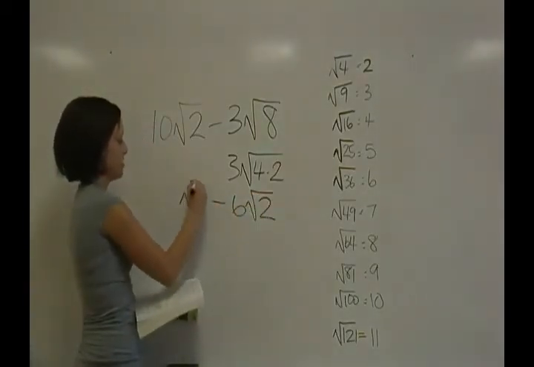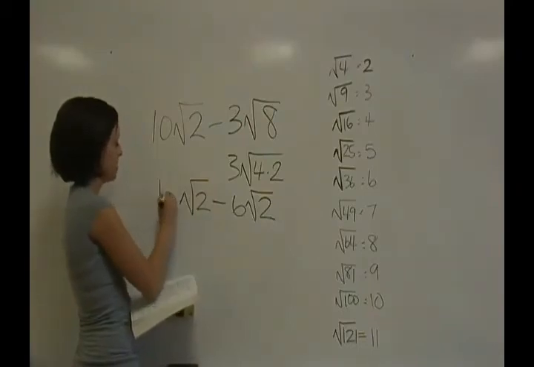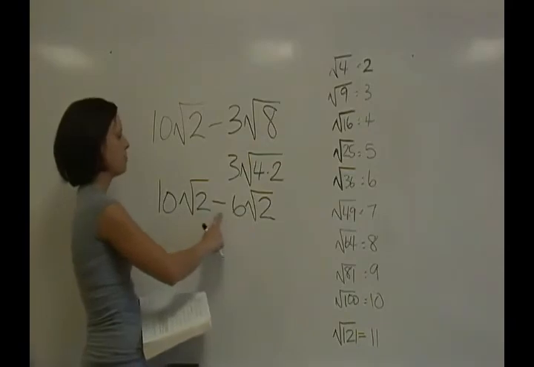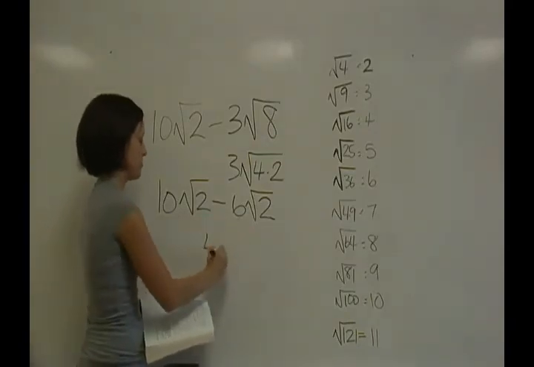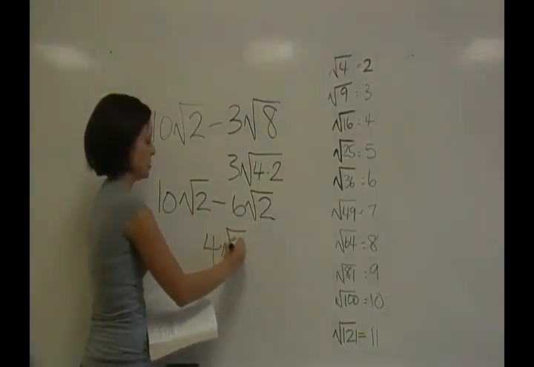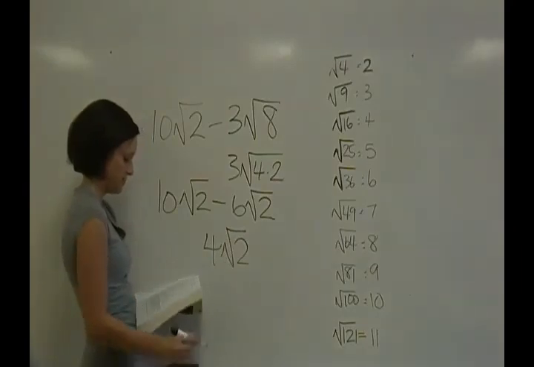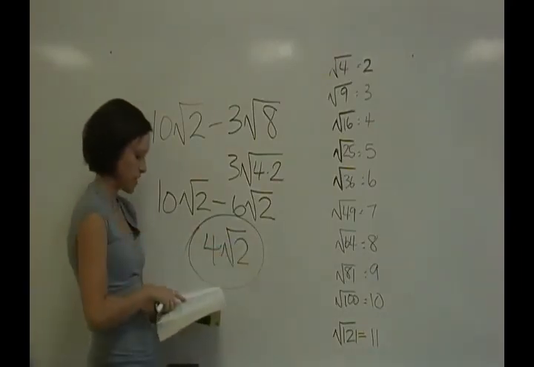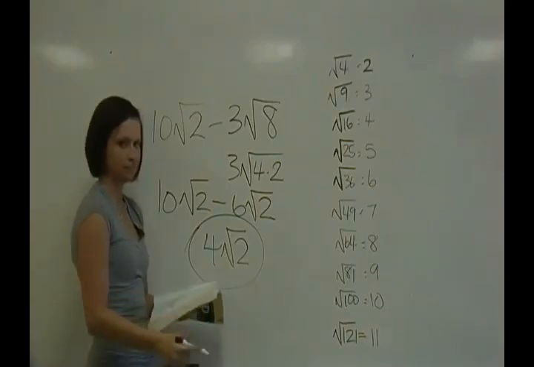Now we can subtract because our bases are the same. And all we'll do is subtract our whole numbers. We have 10 minus 6, which equals 4 square roots of 2. Our bases stay the same. And that is our answer. This is in simplest form, so the selection is D.